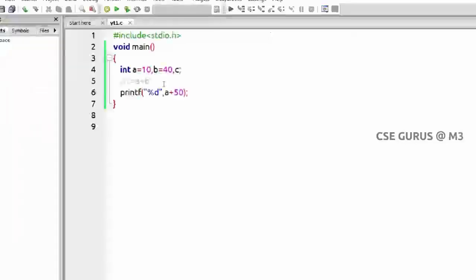Now can I write it like this? Something like A plus D. Will it give the exact output? Definitely not. D is not a variable, so you will get an error here. But what if I give it like this?